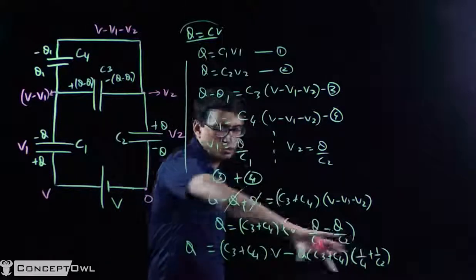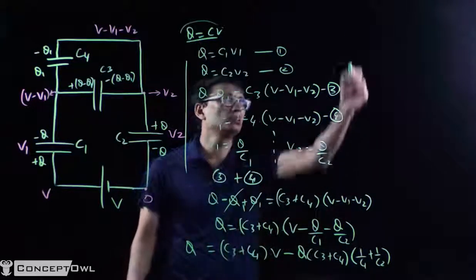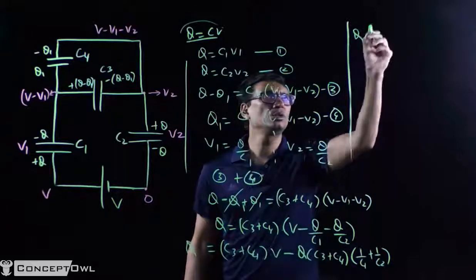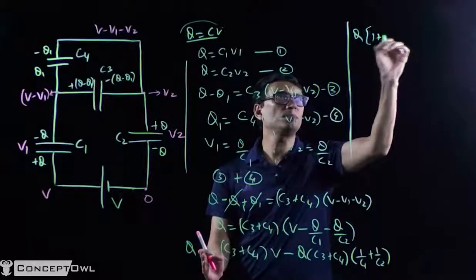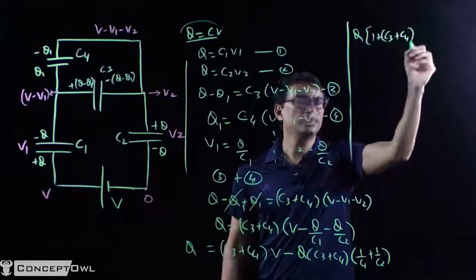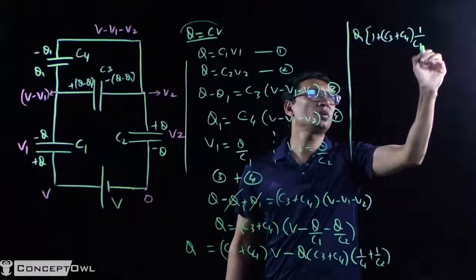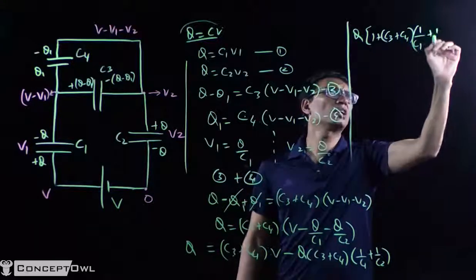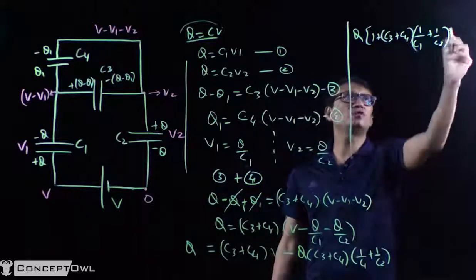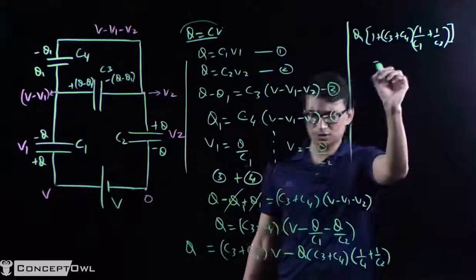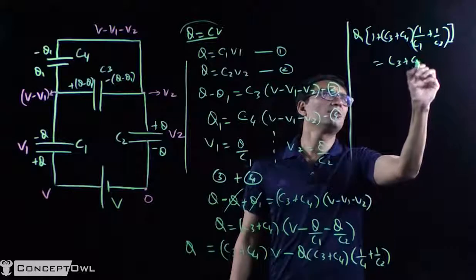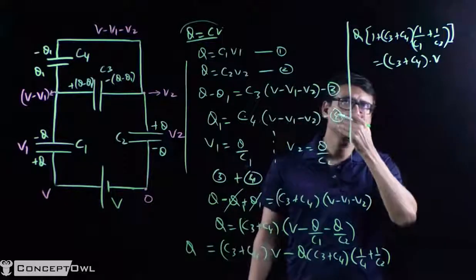Now I can take this to the left hand side, and then I think my job will be almost done. Let's do that. So this would become Q into 1 plus C3 plus C4, into 1 upon C1 plus 1 upon C2, and this is going to be equal to C3 plus C4 into V.